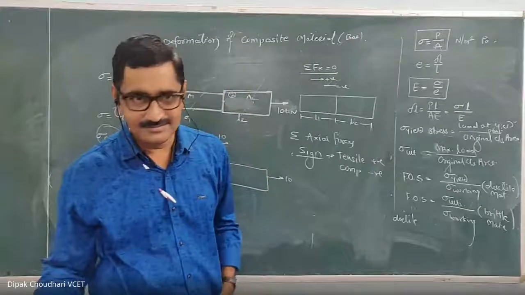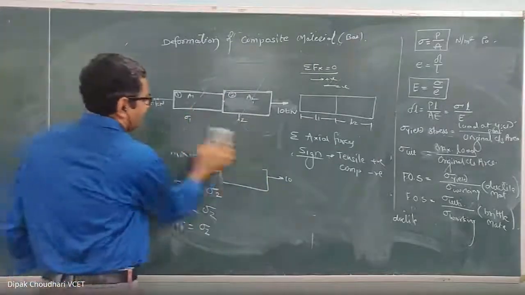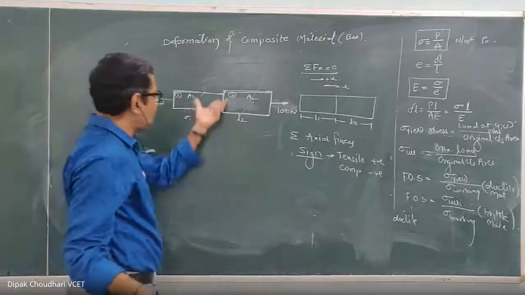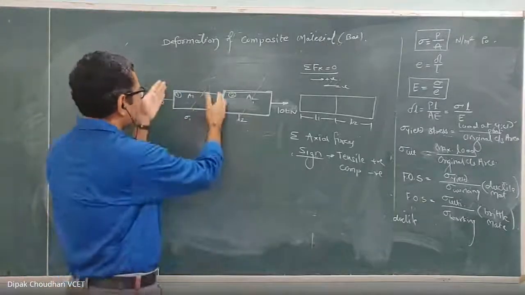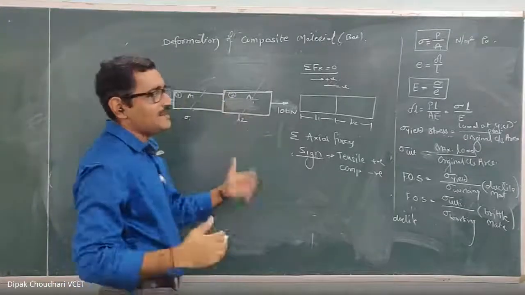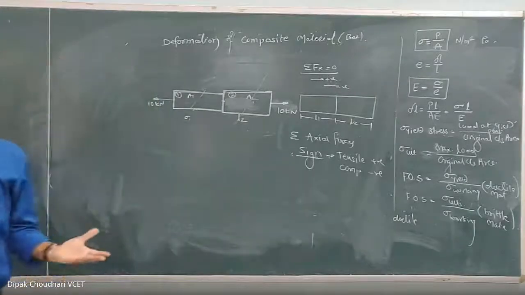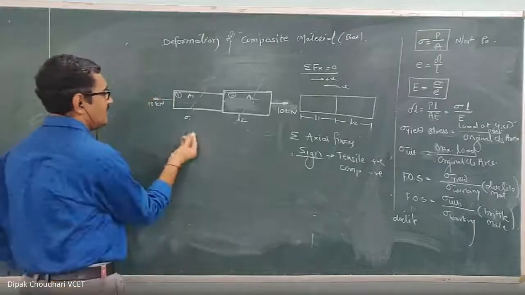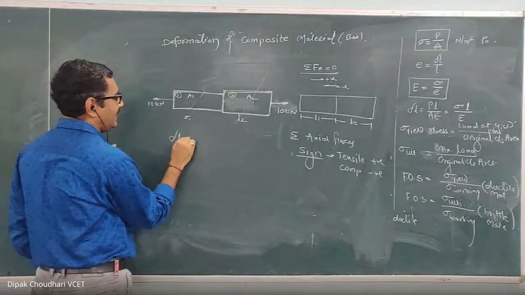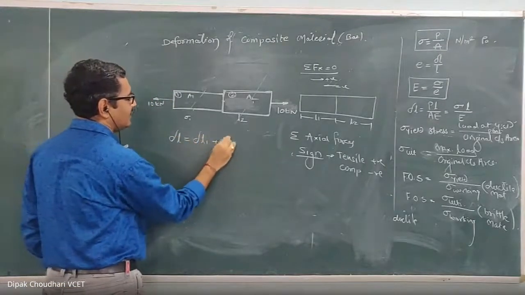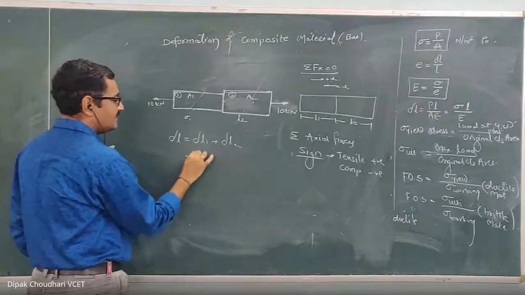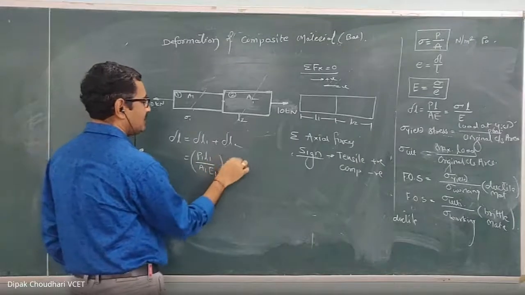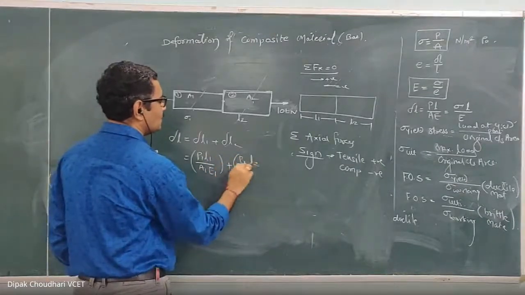Any doubt? Then for solving such type of questions, I suggest draw the free body diagram of each part and apply the principle of superposition to calculate the deformation. Now you can do it directly also. Delta L equal to delta L1 plus delta L2. Here this is equal to P1 L1 upon A1 E1 plus P2 L2 upon A2 E2.